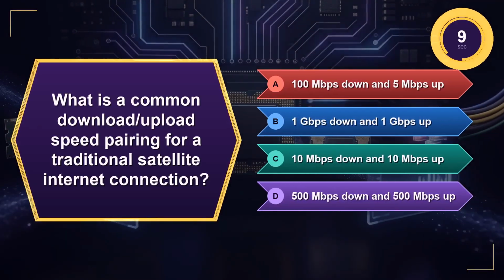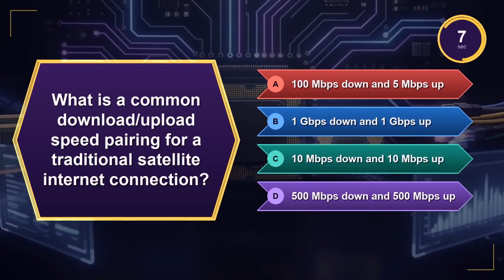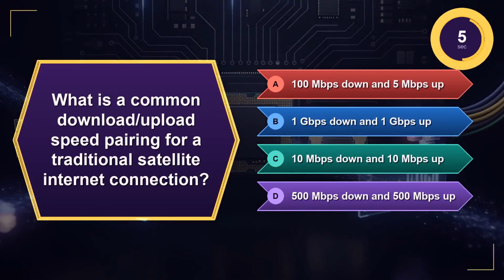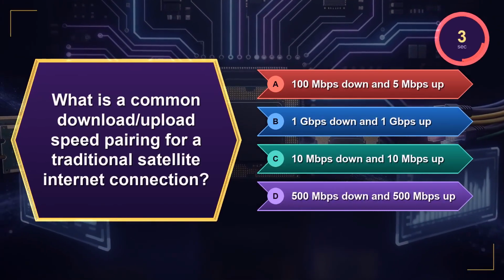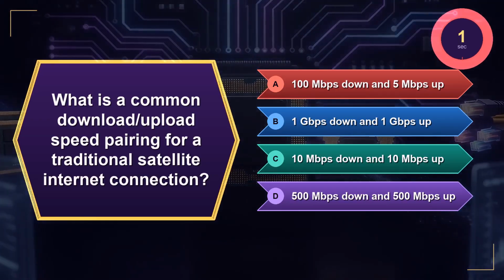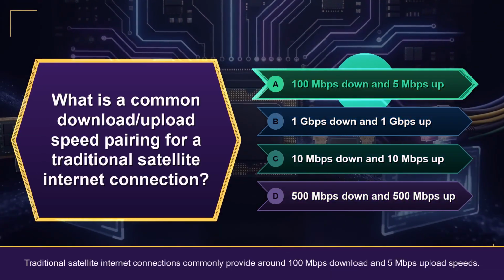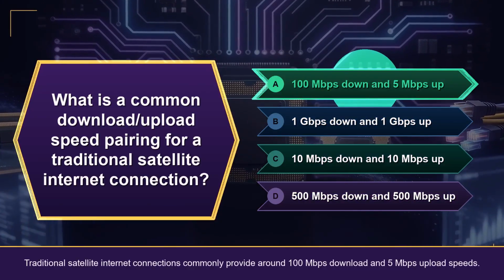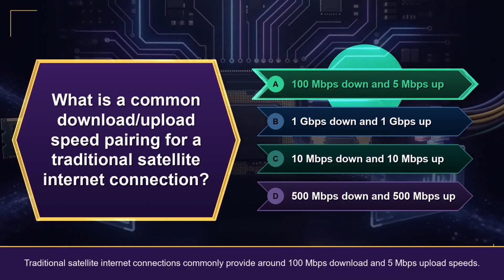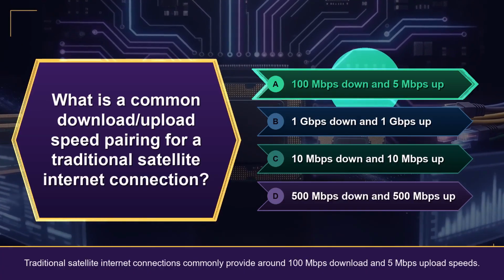What is a common download/upload speed pairing for a traditional satellite internet connection? Traditional satellite internet connections commonly provide around 100 megabits per second download and 5 megabits per second upload speeds.